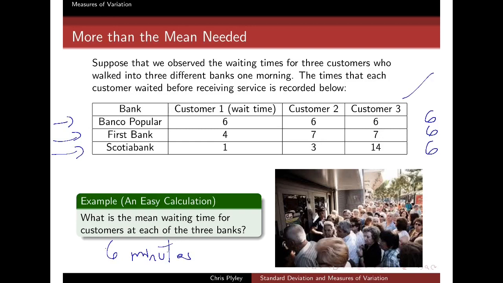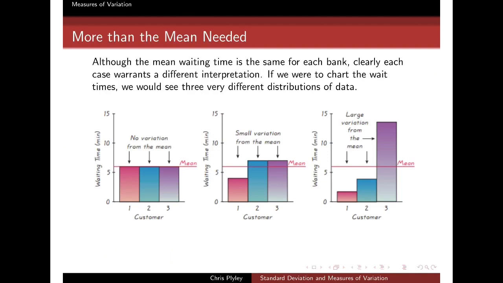But you can already tell that a very different experience was had by customers at different banks. These represent three different sets of data. They don't vary in their mean or their measure of center, but they vary in different ways. If I look at graphs of these three data sets, here I have Banco Popular on the left, where all of my customers waited 6 minutes, and across the board, I have no deviation or no variation from the mean. Everybody waited the exact same amount of time as my mean.